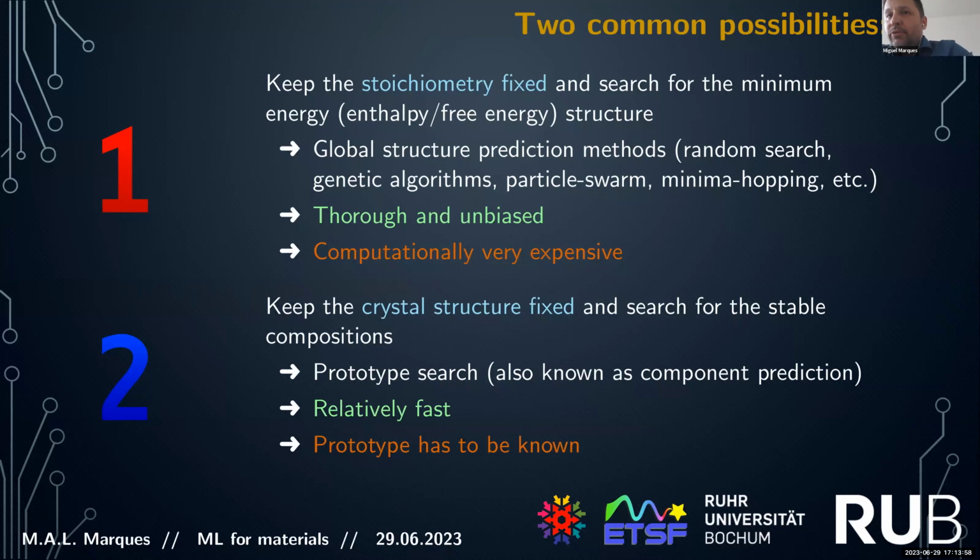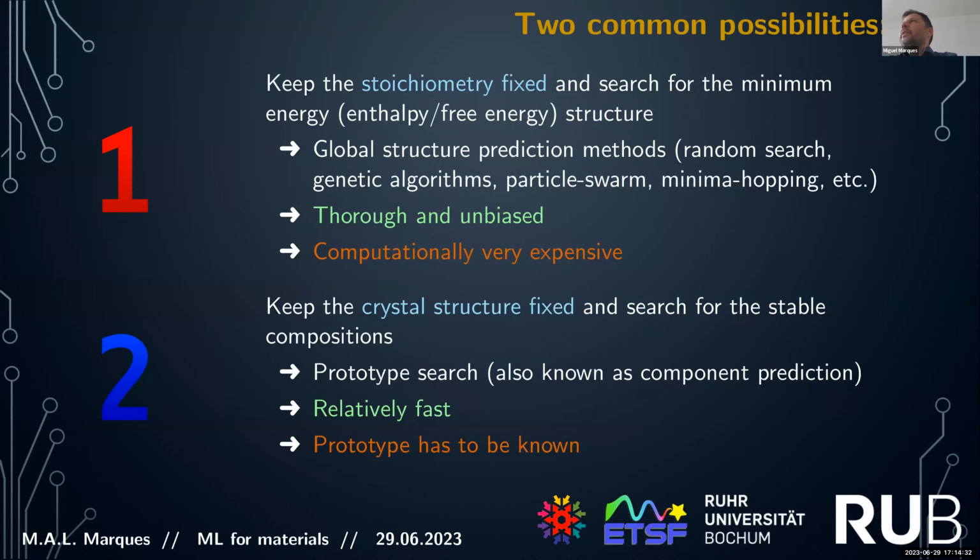The other approach is that we keep the crystal structure fixed, and we will search for stable chemical compositions. This is known as prototype search. It's also known as component prediction. This is relatively fast. This means for every crystal structure and chemical composition, we just have to do a geometry optimization with density functional theory and then check the energy. The problem here is that we have to know the crystal structure. We have to know the prototype.